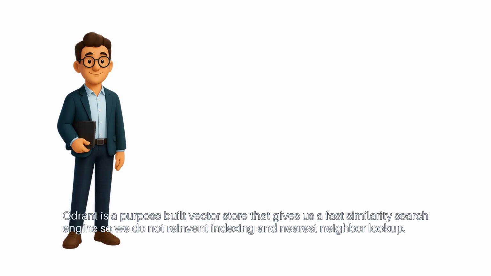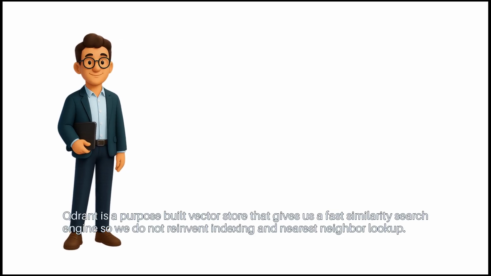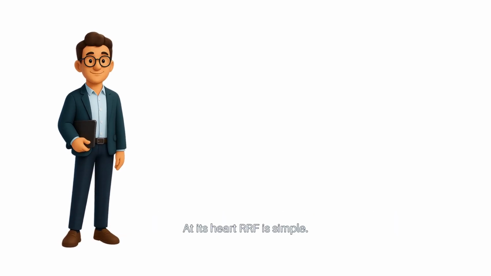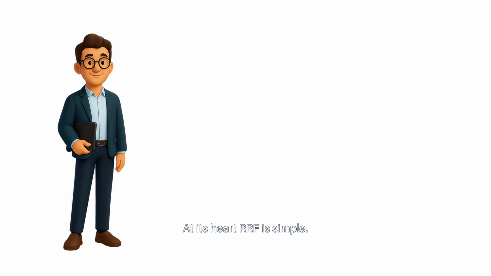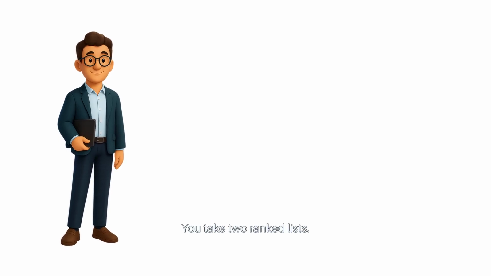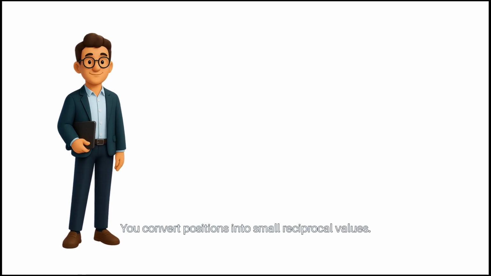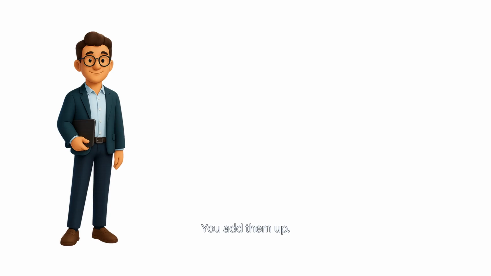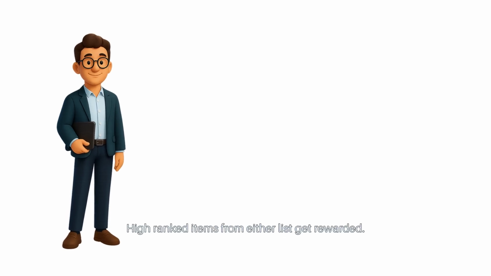Qdrant is a purpose-built vector store that gives us a fast similarity search engine, so we do not reinvent indexing and nearest neighbor lookup. At its heart, RRF is simple. You take two ranked lists. You convert positions into small reciprocal values. You add them up. High-ranked items from either list get rewarded.